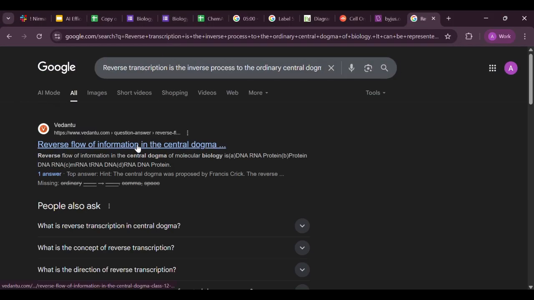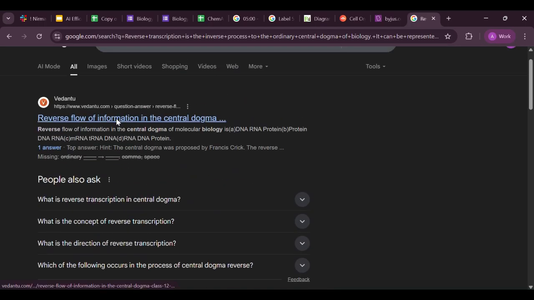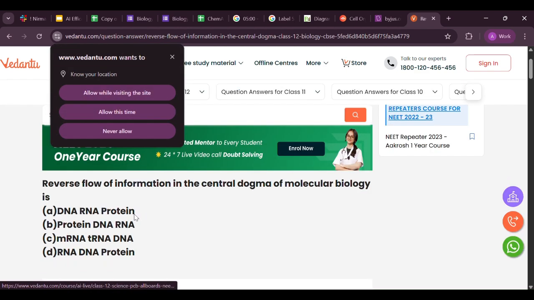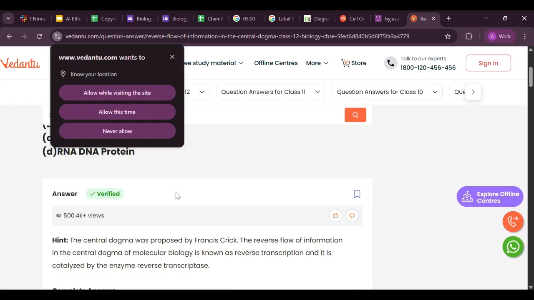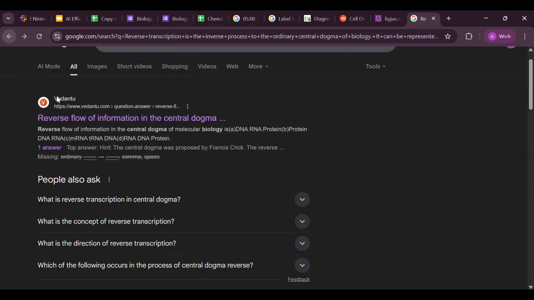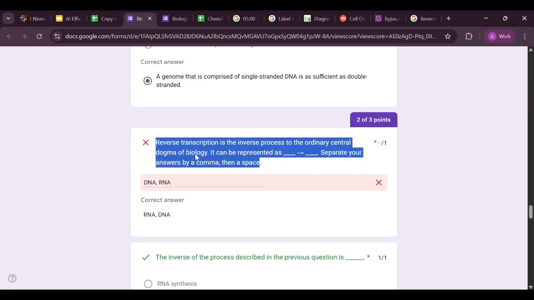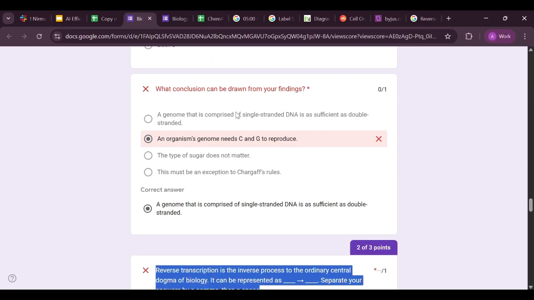Reverse flow of information, central dogma. Let's see, is the answer given? No, it is not showing up: transcription, reverse transcription. Reverse transcription is a process of using mRNA to produce complementary single-stranded DNA. Okay, single-stranded DNA is also present. So in this case, the previous answer, the genome comprised of single strands, is sufficient.